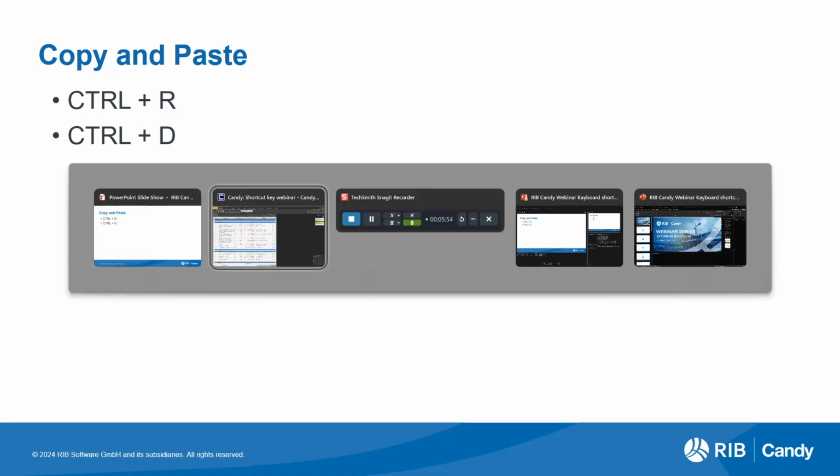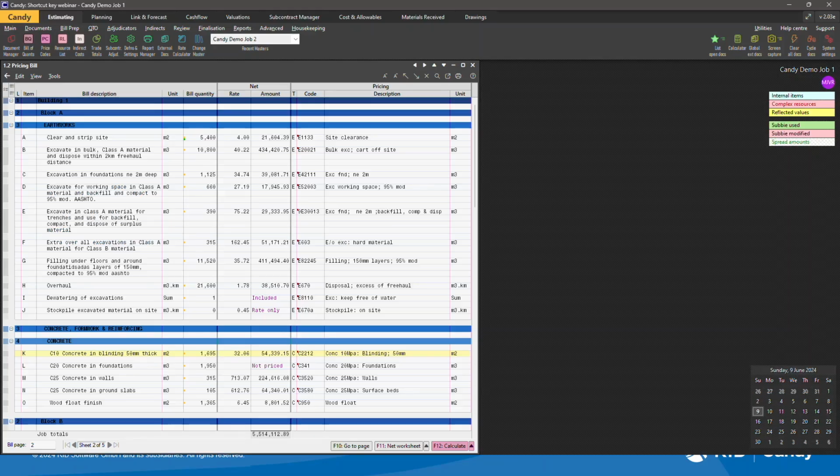So what you can do is, let's say I want to copy block A and I want to reuse that to create another block. So what I'll do is I'll start at the first line and I'll start pressing Control R.